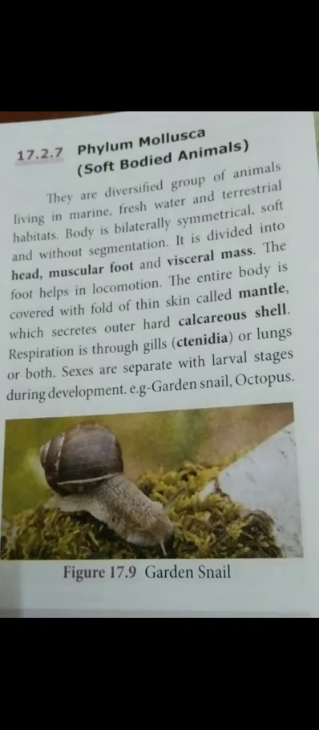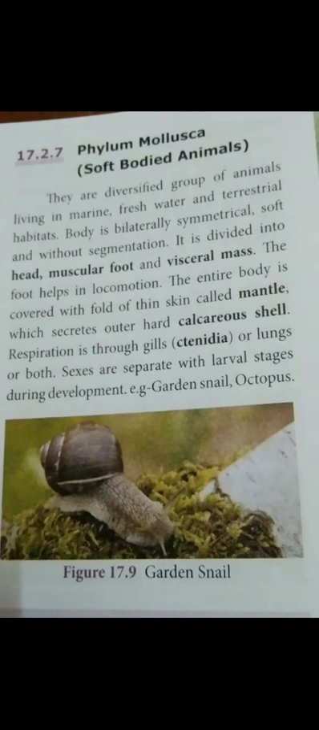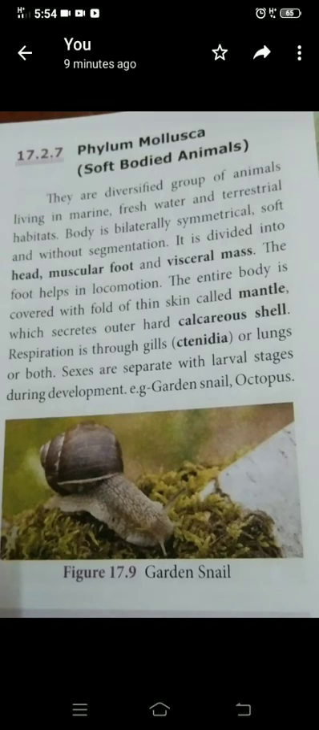Respiration is done by gills, that is ctenidia. The C is silent, we pronounce it as ctenidia, or lungs. Sexes are separate with a larval stage. Sexes are separate means male and female can be identified because they are arranged in different animals. Larval stage is also present. Examples are garden snail and octopus. All those are molluscans only.